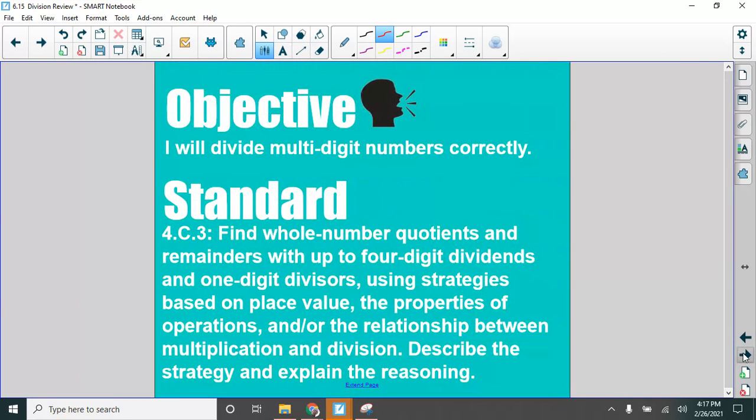All right, the goal here, our objective, we're dividing multiple digit numbers correctly. This is another division review day so that you can be ready with our unit tests coming up.